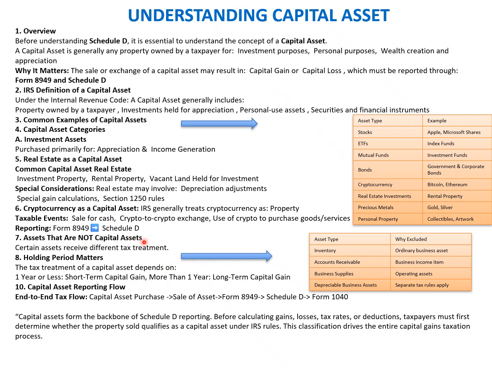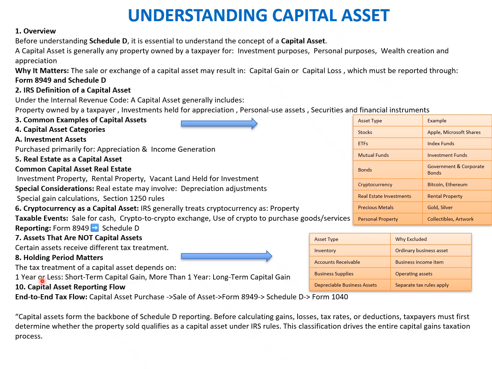Assets that are not capital assets: there are certain assets which are not capital assets. If the taxpayer is using particular goods as inventory, then it's an ordinary business asset. Accounts receivable is a business income item, and then business supplies and operating assets, like depreciable business assets, have a separate tax rule that applies. But the real purpose for capital gain is to evaluate whether the asset is being held for investment purposes, for appreciation, or for wealth creation.